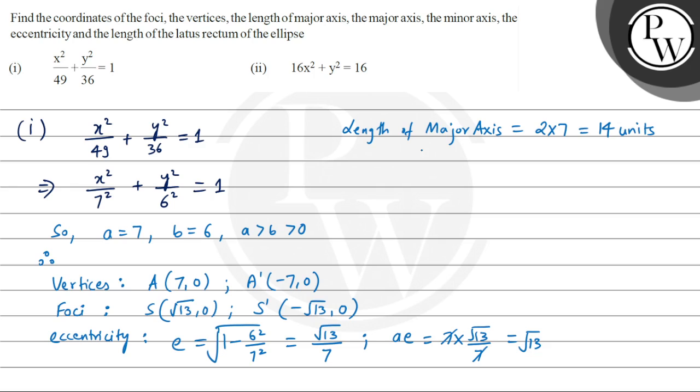Then we have to find the equation of the major axis and minor axis. The major axis will be the x-axis, that is y equals to 0, and the minor axis will be the y-axis, that is x equals to 0, right? Now we have to give the eccentricity, we have already calculated. We have to find the length of the latus rectum.